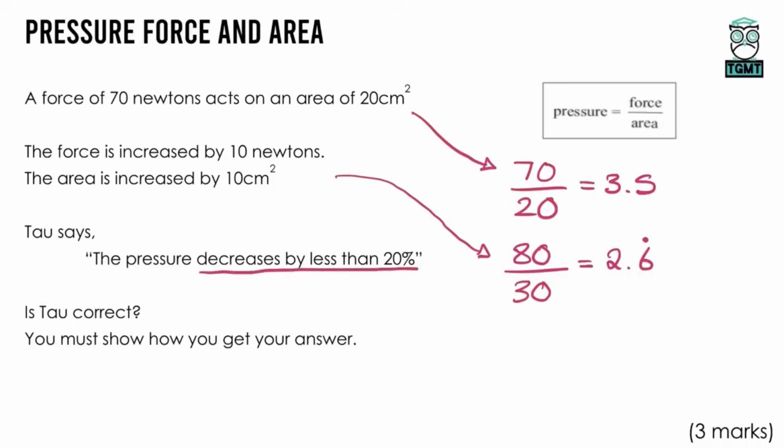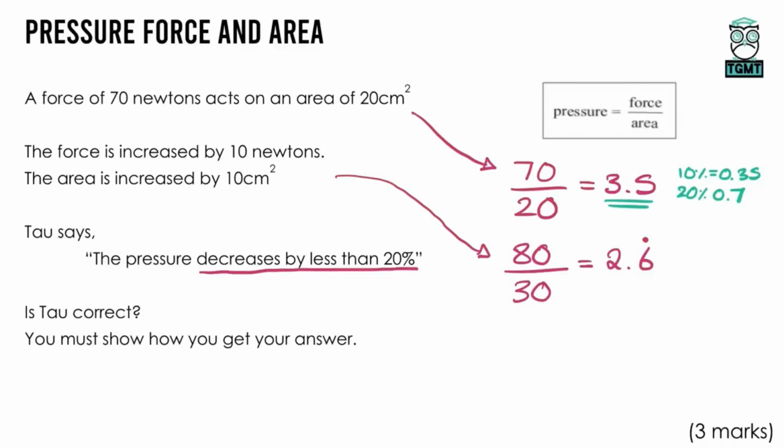So if we work out 10% of the pressure up here, 3.5, and then double that, or just work out 20%, and subtract that from 3.5, we can compare it to this 2.6 recurring, and then we'll decide if it's more or less. Now with a calculator, you can of course just work out 1%. I'm going to work out 10%. So 10% is 0.35. 20% will be double that, 0.7.